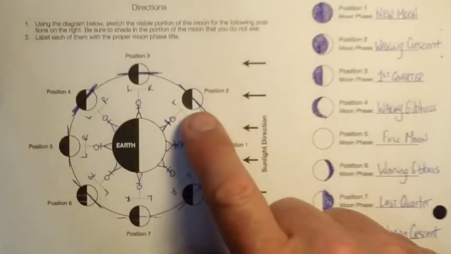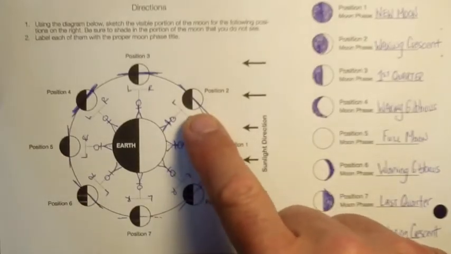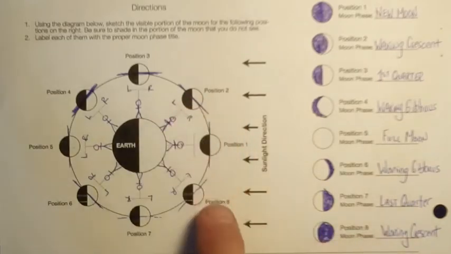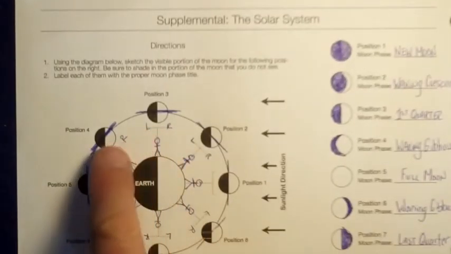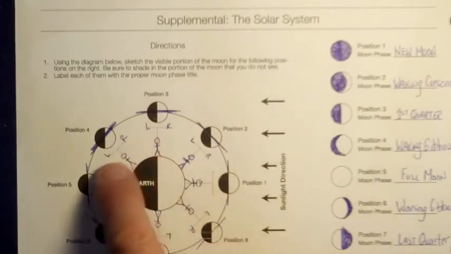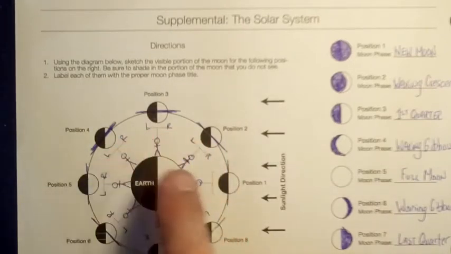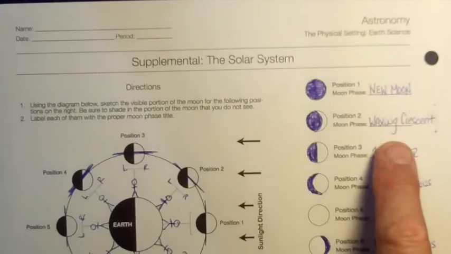At this position right here, a little bit of the moon is lit up on the right-hand side. This, because the moon is curved, would appear as a crescent. Since the moon is going to be increasing in light, we call this period of time up here the waxing period, and this would be called a waxing crescent.